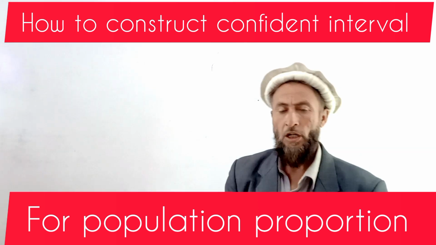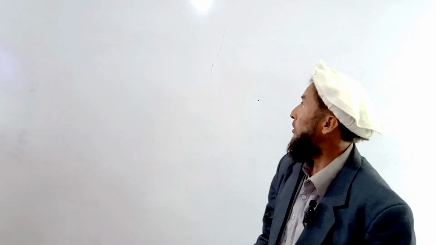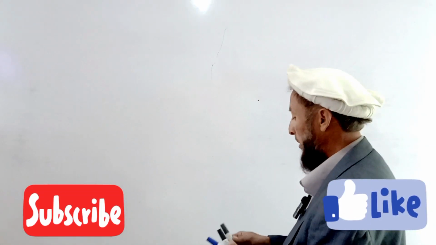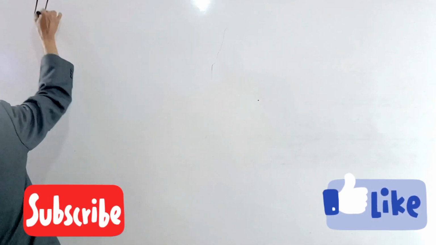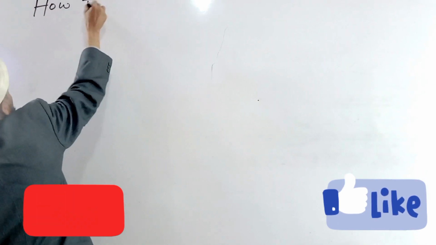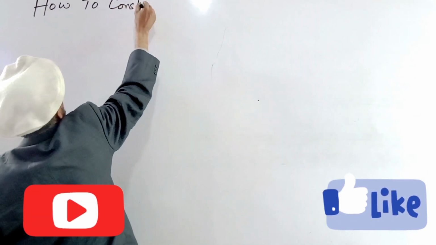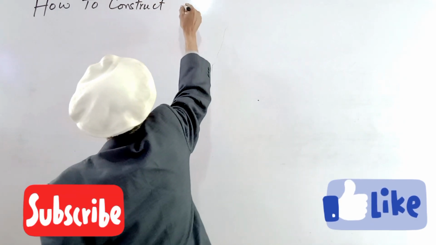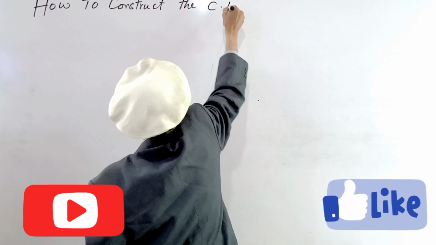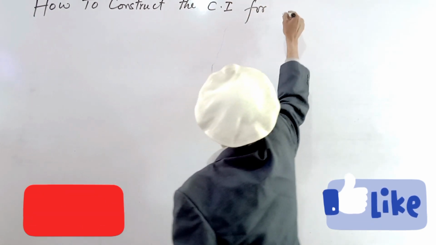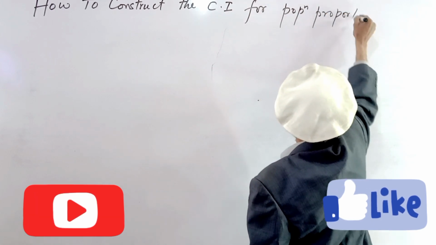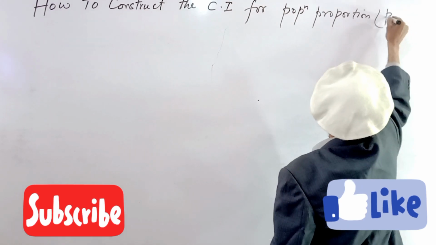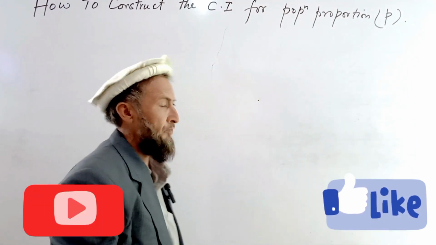We have discussed how to construct the confidence interval for the population proportion. So, how to construct the confidence interval for the population proportion? It is denoted by small p.